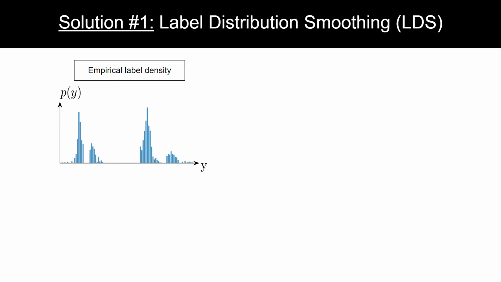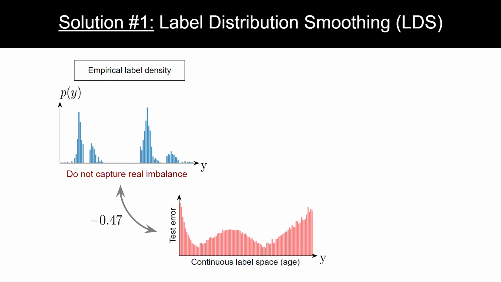The first solution we propose is called label distribution smoothing, LDS, which uses kernel density estimation to learn the effective imbalance in datasets that correspond to continuous targets. Given an imbalanced regression dataset, we argue that the empirical label density does not capture the real imbalance. To further verify this, we show the error distribution of a ResNet50 model trained on this data. It turns out that the error does not correlate with the empirical label density.